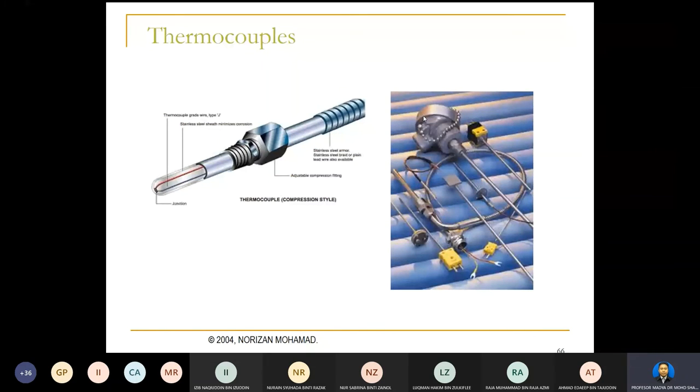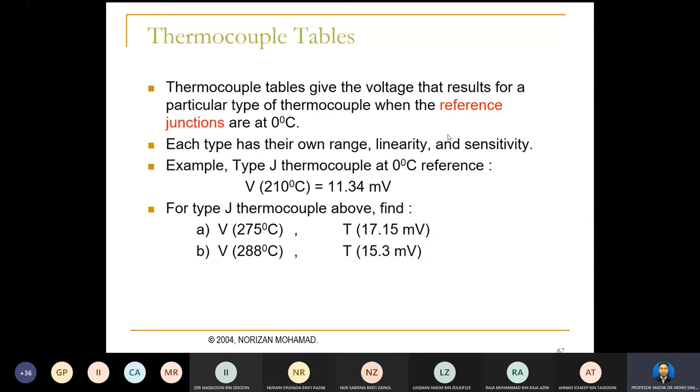You can see this is some example of a thermocouple. That I mentioned, the first slide also showed some examples similar to this. This is a thermocouple. If you go into industry, a lot of industry uses thermocouples, but the type depends on the industry. Some industries use J, or some industries use K, depending on the application of the machine. Okay, so this one is the thermocouple table.